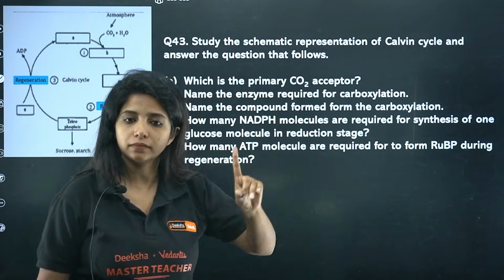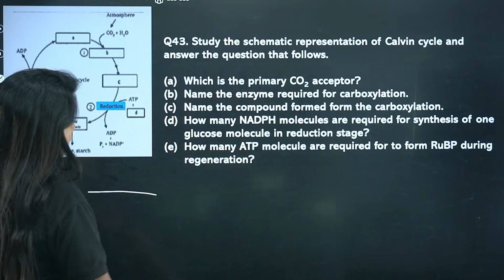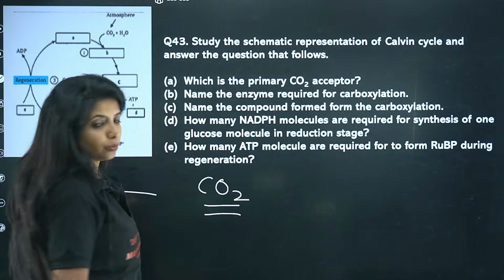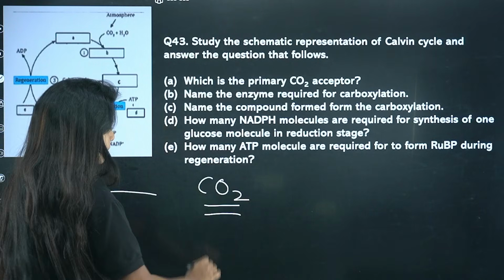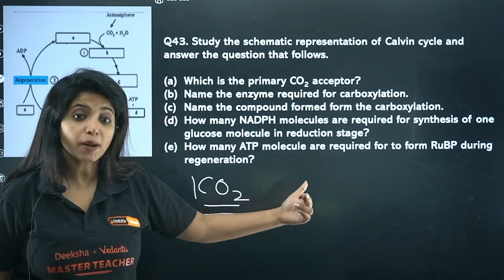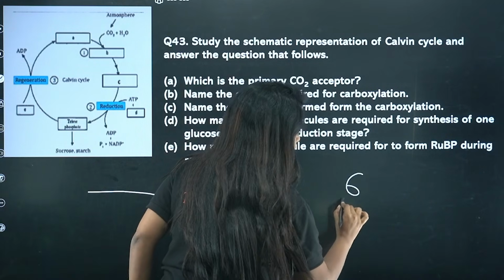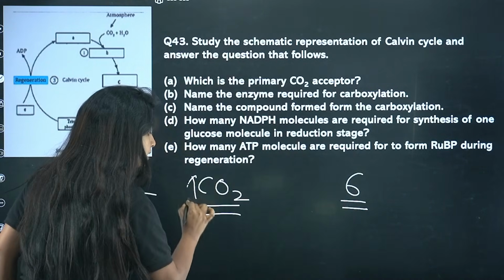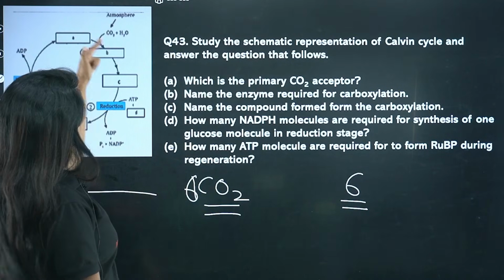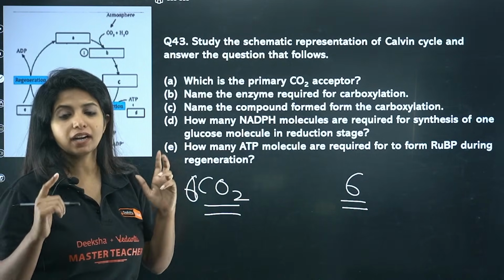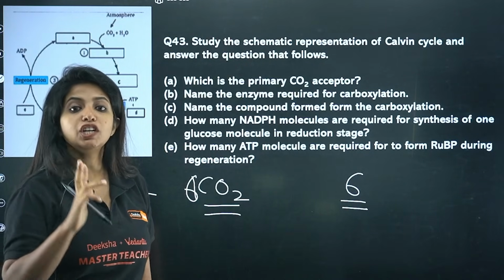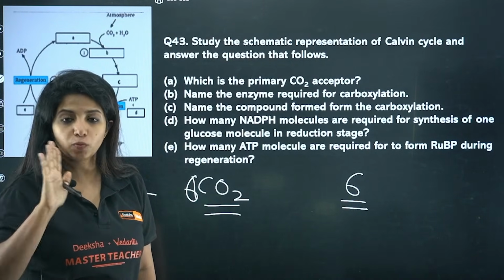Okay, now coming back to the topic, how many NADPH molecules are required for synthesis of one glucose molecule in the reduction stage? Okay, so listen to me carefully. 1 CO2 is there. In glucose, how many carbons are there? 6 of them. So basically, you need 6 carbons here also from the CO2, right? So usually when you consider just 1 CO2, we say that we need 2 NADPH molecules in one cycle.